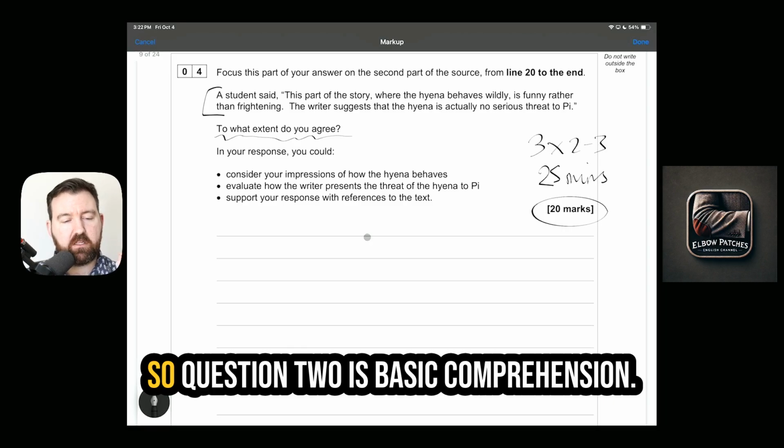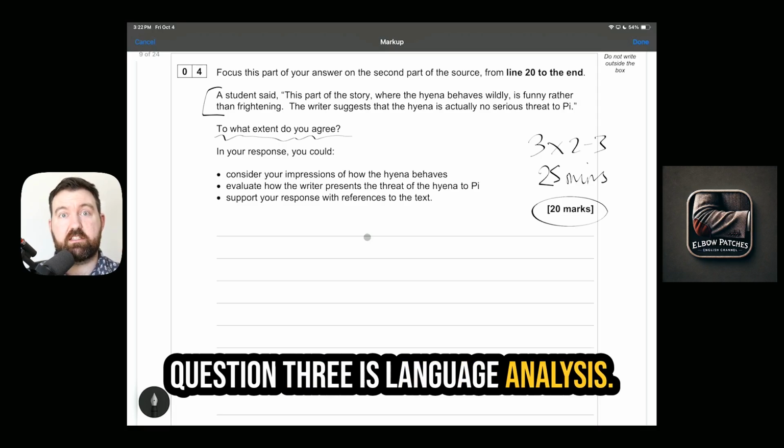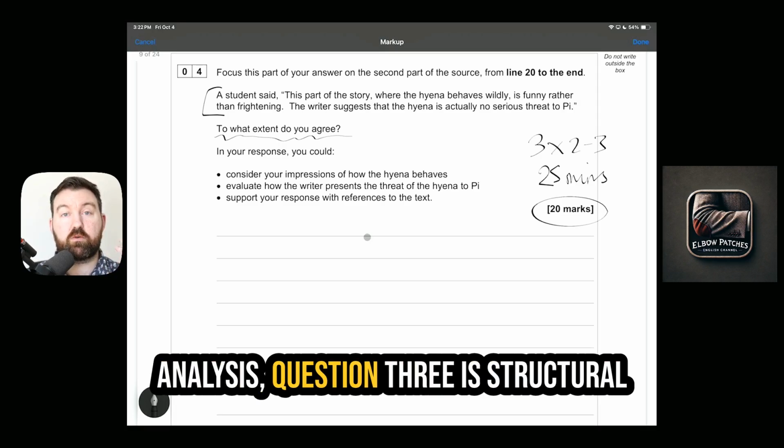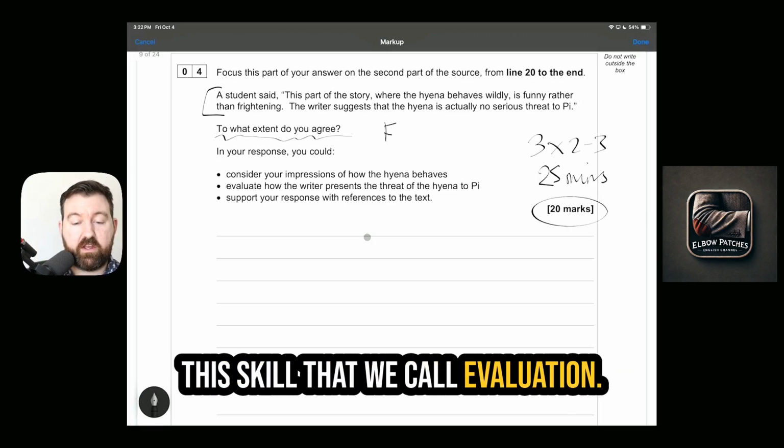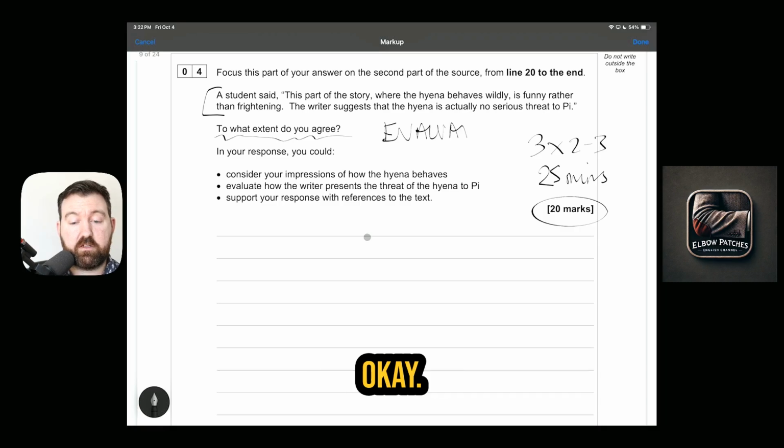Okay. So question 2 is language analysis. Question 3 is structural analysis. And now question 4 is this skill that we call evaluation. Evaluation. Okay.